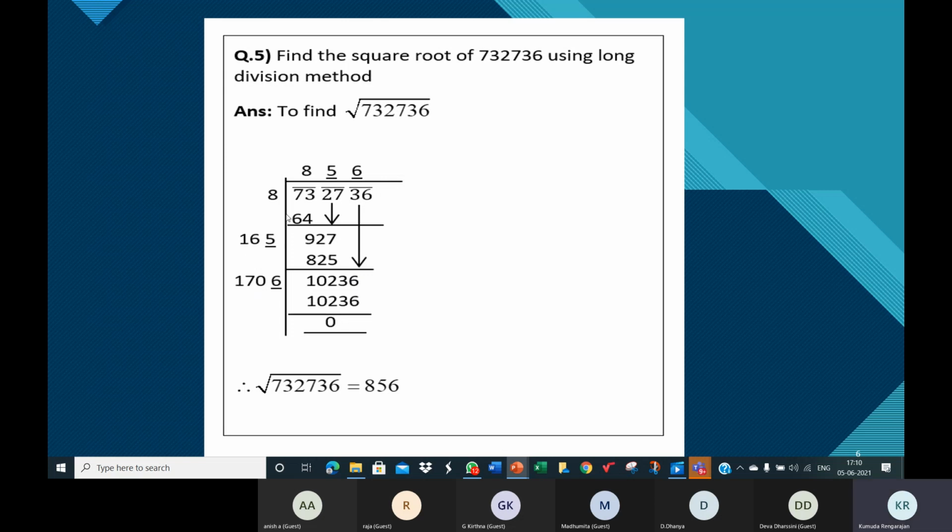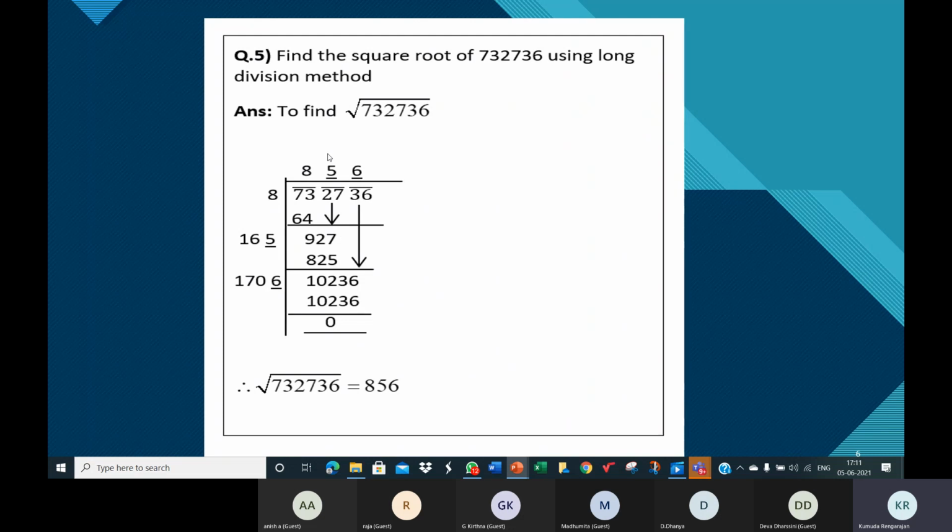What are the digits you have in the quotient here? At this point, what are the digits you have? 8 and 5. At this point, we have only 8 and 5 in the quotient. Yeah, we need to double 85. We don't have 6 now. We haven't written 6 at all.